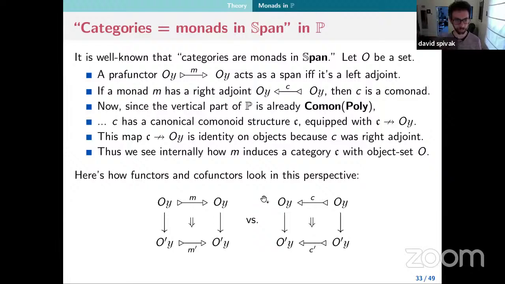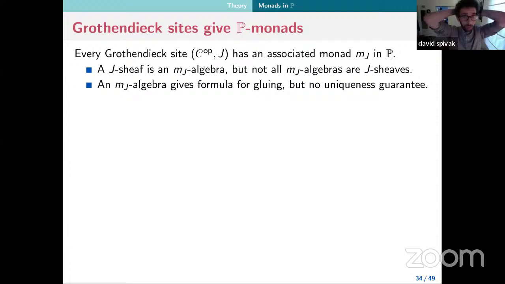I wanted to give one last example of monads, namely Grothendieck sites. If you have a Grothendieck site on C, I'll tell you what those are in a second if you've forgotten, but they're the place where you define sheaves and general toposes, Grothendieck toposes. So if I have a site on C op, this way I get to talk about co-pre-sheaves instead of pre-sheaves, then it has an associated monad in P.